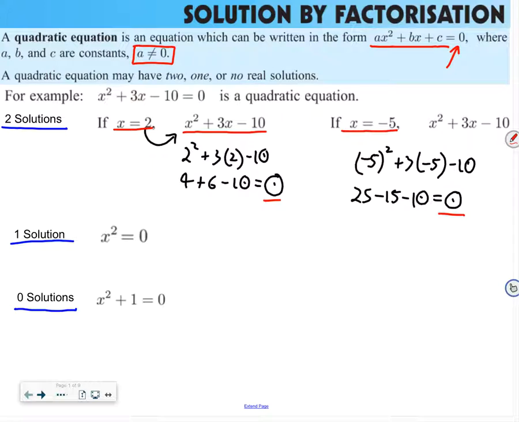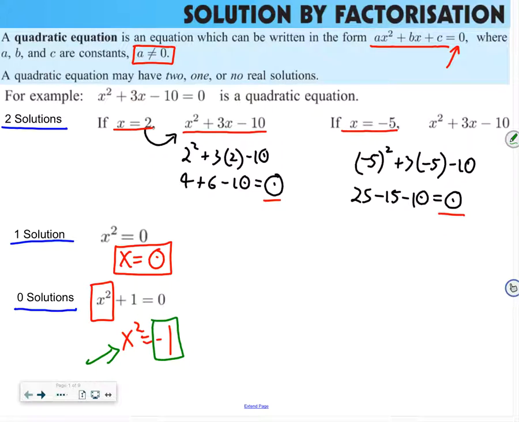Here, if we just have x squared equal to 0, then x equal to 0 is our only solution to make that an accurate equation. Here, if we think about this, the only way that this can be equal to 0 is if x squared is equal to negative 1. Well, no squared number can ever be negative, so there are no solutions, or 0 solutions, for that quadratic type.